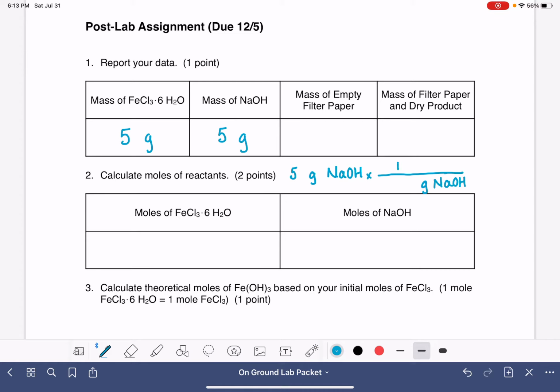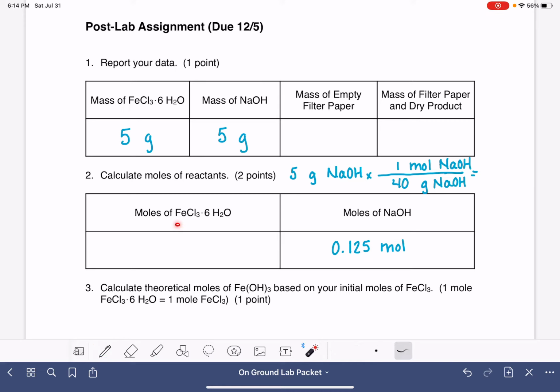This conversion factor is determined by adding up the masses of all of the atoms in this molecule: the sodium, the oxygen, and the hydrogen. They add up to a molecular mass of 40. So this would be the way that we would go about calculating the moles of the NaOH. I'm getting 0.125 for my fake data here.